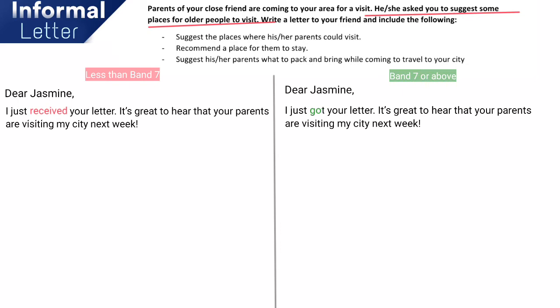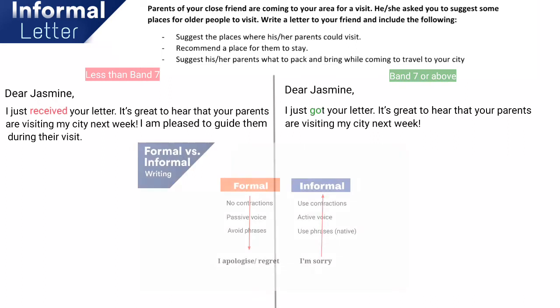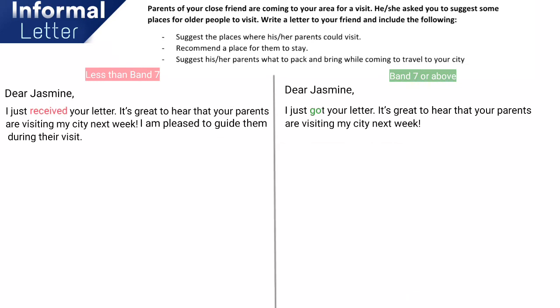So I would write, I'm pleased to guide them during their visit. And for this category, I'm going to make it more informal. And how can I do this? Do remember these 2 things, contractions and phrases. These 2 things make our tone informal, okay? So I would write here, I'm looking forward to showing them around. I have used a contraction here, right? And written a phrase, showing around, which replaced the word guide here.